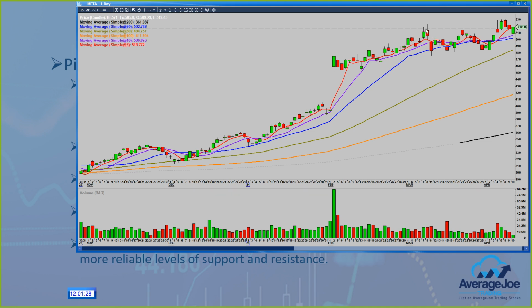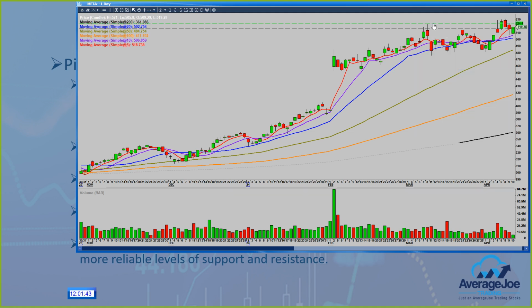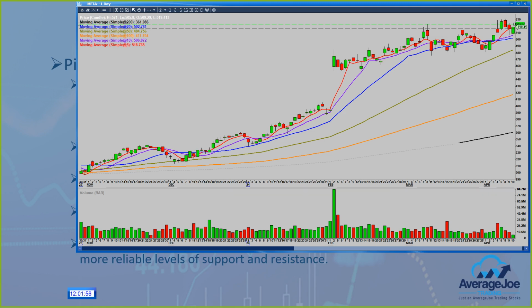So I'll start here at the top. Okay, here we made a high of 523.57. So this is going to be a pivot, 523.57. That's a pivot. Here's another one down here. 515.04.